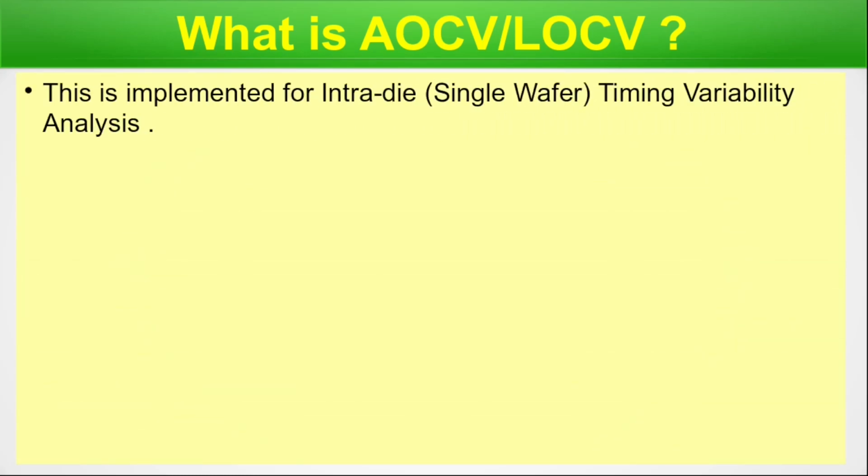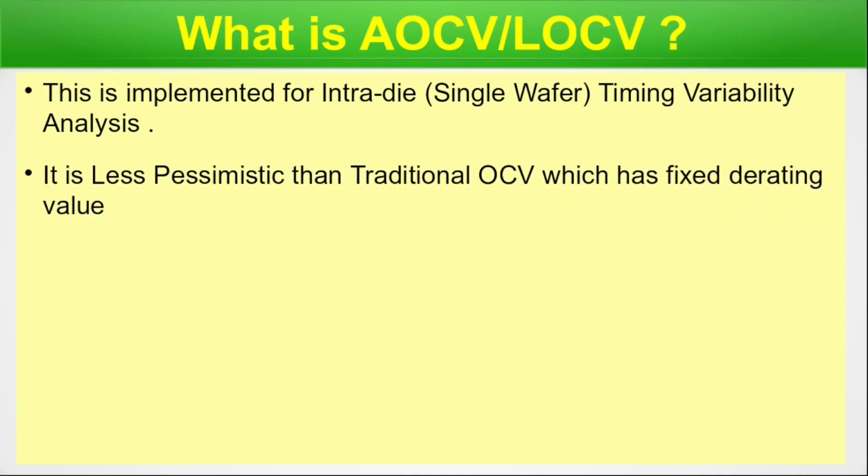What is AOCV? This AOCV is implemented for intra-die, that is single wafer, timing variability analysis. This point is very much the same as OCV. However, it is less pessimistic than the traditional OCV, which has a fixed derating value. That means the derating is a kind of constant everywhere for every gate, and it does not have any kind of distance or path relationship. It's just a static number.